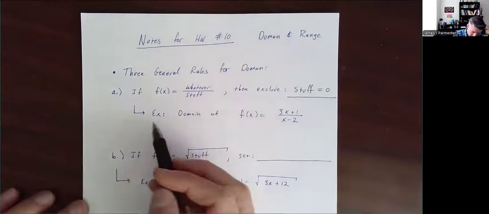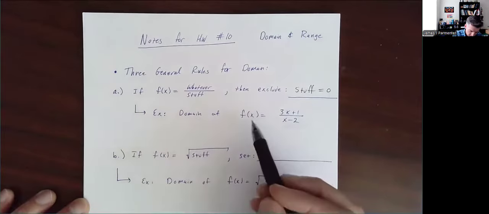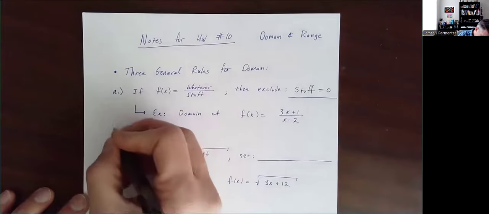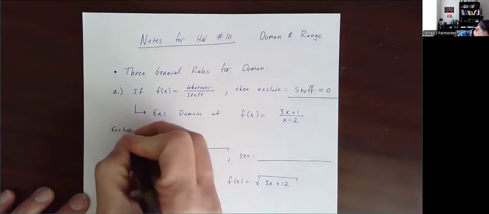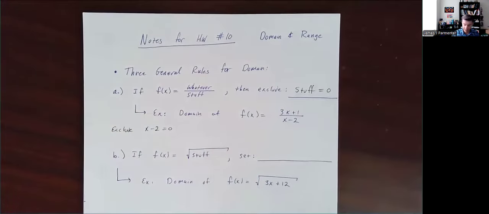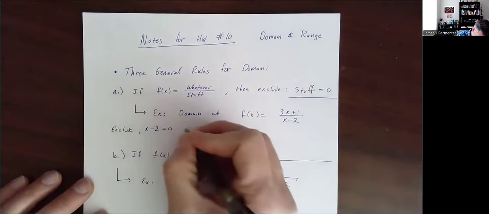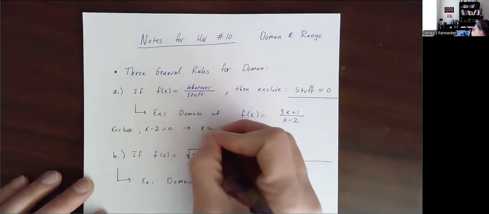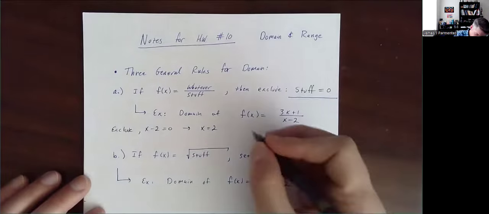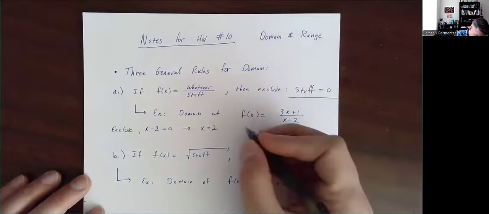So in this example here, if I wanted to find the domain of f of x equal to 3x plus 1 divided by x minus 2, I want to make sure that I exclude x minus 2 equal to 0. In other words, if I add 2 to both sides, I'm going to exclude x equal to 2. The way I write the domain for that is by writing it using interval notation. I want everything except for 2.